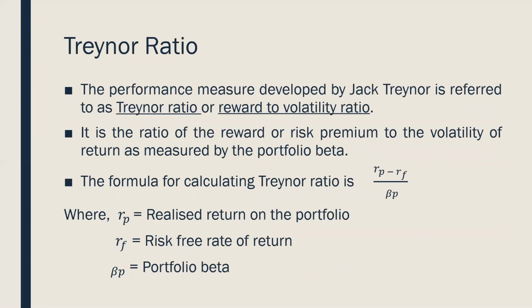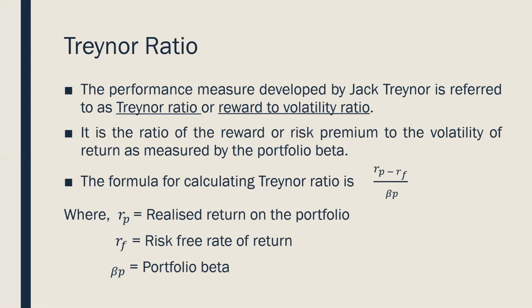The next one is Treynor's ratio. Treynor's ratio was developed by Jack Treynor and it is also known as the reward to volatility ratio. It is the ratio of the reward or risk premium to the volatility of return as measured by portfolio beta. The only difference here is that the risk premium is divided by the beta value instead of standard deviation as taken in Sharpe's ratio. So the formula is (RP, the realized return on the portfolio, minus RF, the risk-free rate of return) divided by portfolio beta.